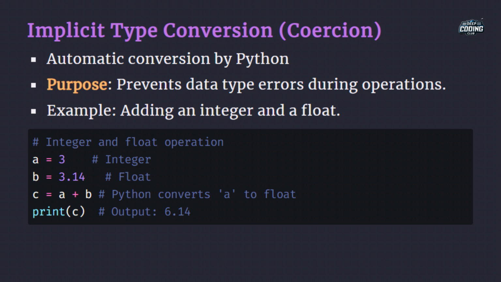before performing the addition. As you can see, I am declaring a is equal to 3, which is an integer, and b is equal to 3.14, which is a float. And when I try to add these two variables together, then Python automatically converts our integer to float, meaning a will be converted to float and the result will be 6.14. So this implicit conversion helps ensure mathematical operations go smoothly without type errors.